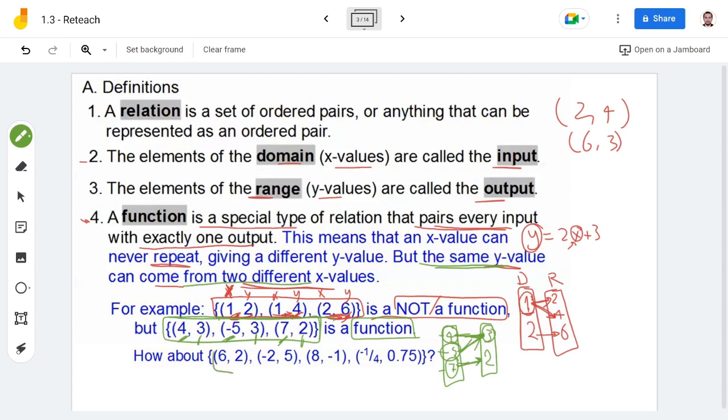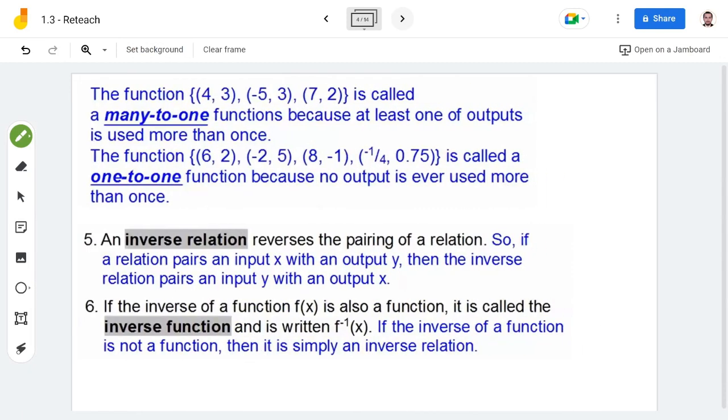Now, if I ask you about this one here: 6, negative 2, 8, negative 1 over 4. This one is a function. Now let's go next.